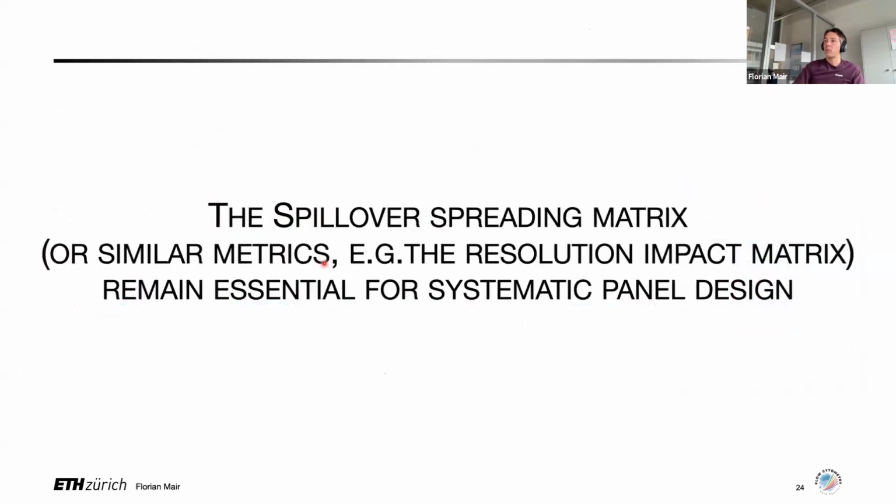So the gist from that to us was that the similarity index is very, very useful for judging the overall spectral similarity or dissimilarity of fluorochromes, but it doesn't really help you for panel design. And as such, you need to go back to the spillover spreading matrix or use similar matrices like the resolution impact matrix or the, I forgot how it's also called, loss of fluorochrome stain index. I forgot how Cytometry calls it, but you need to use any of these matrices and only then you can make systematic choices for your panel design.